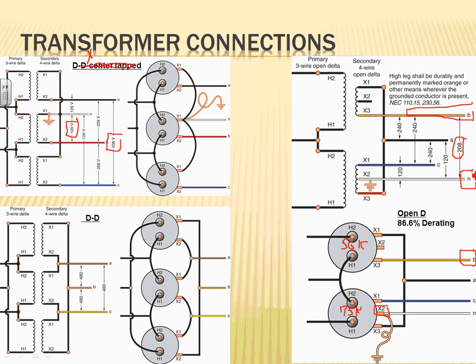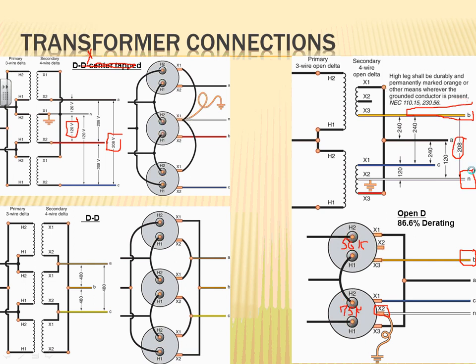So circuit breaker, space, circuit breaker, space, circuit breaker in a three-phase panel. That's an indication, if it's an old panel and it's not labeled, that you are dealing with center tap delta, either open or closed, doesn't matter. Which means that space, you cannot use it for line to neutral. You can use it for line to line, by the way, but not line to neutral.